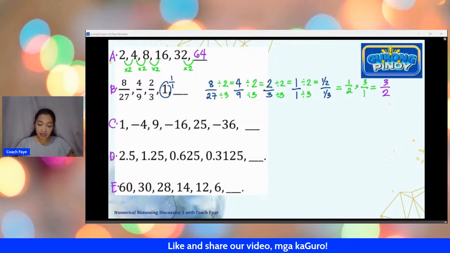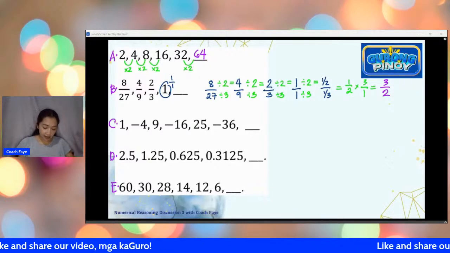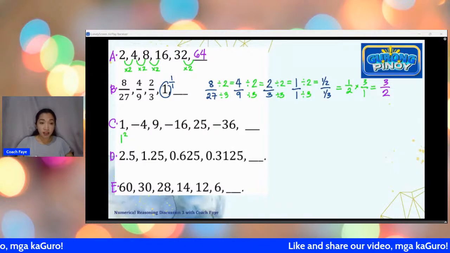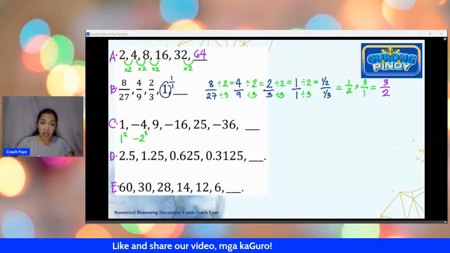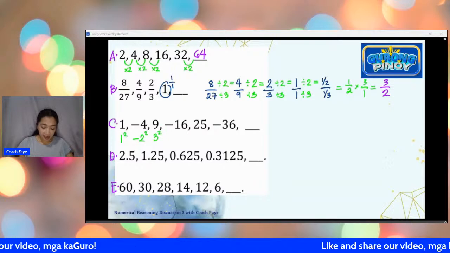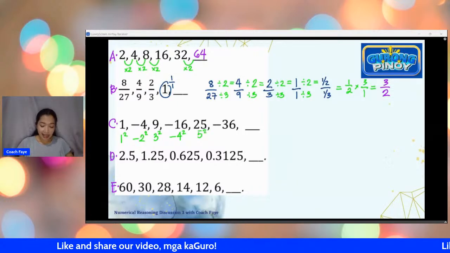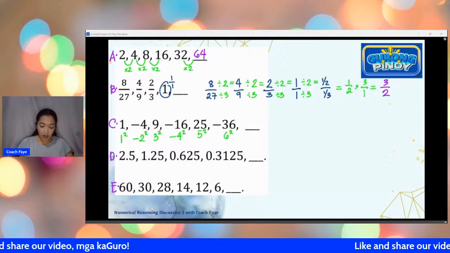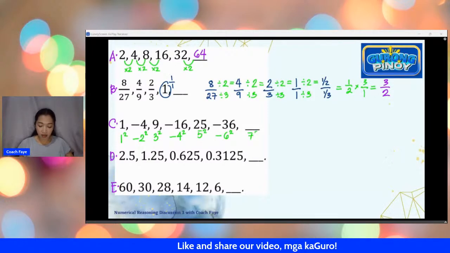So, yung pattern po natin and item C here is, as you can see, yung first item po dyan, this is 1 squared. Yung second item po natin is 2 squared, pero negative siya. Yung third item natin, 9 is 3 squared. 16 is 4 squared, pero negative. 25 is 5 squared. The next item is 6 squared, pero negative. So we expect the second item here is 7 squared, which is actually 49.